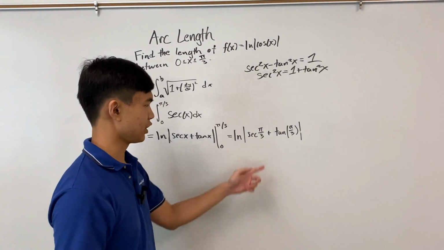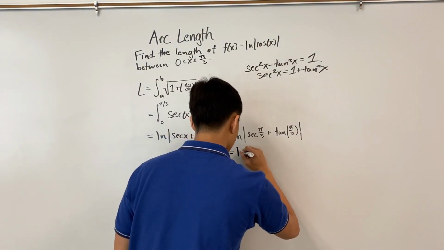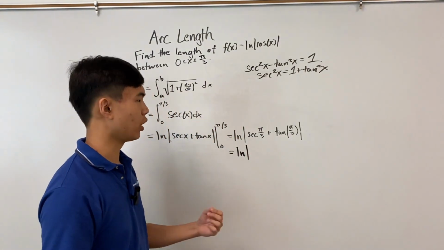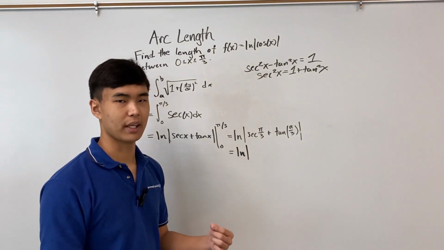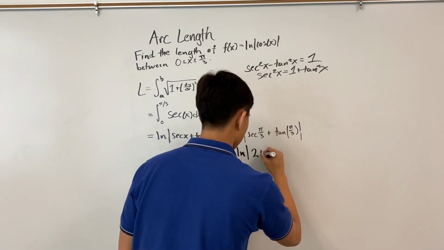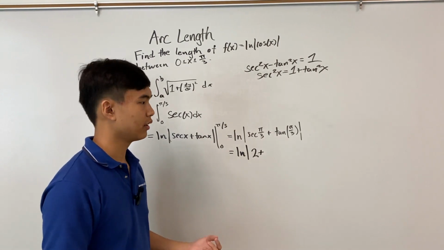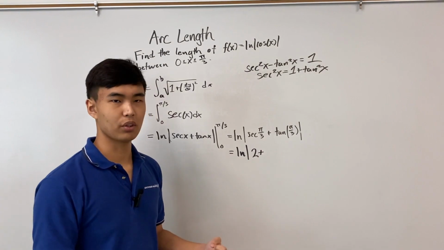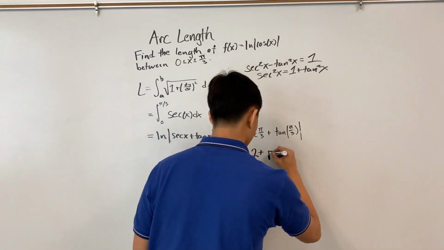Now all that's left is to evaluate this. So we have the ln of, so secant of pi over 3 is 1 over cosine of pi over 3. So since cosine of pi over 3 is 1/2, 1 over 1/2 is 2. Plus, the tangent is sine over cosine. The sine is root 3 over 2, and cosine is 1 over 2. So those two divided is root 3.